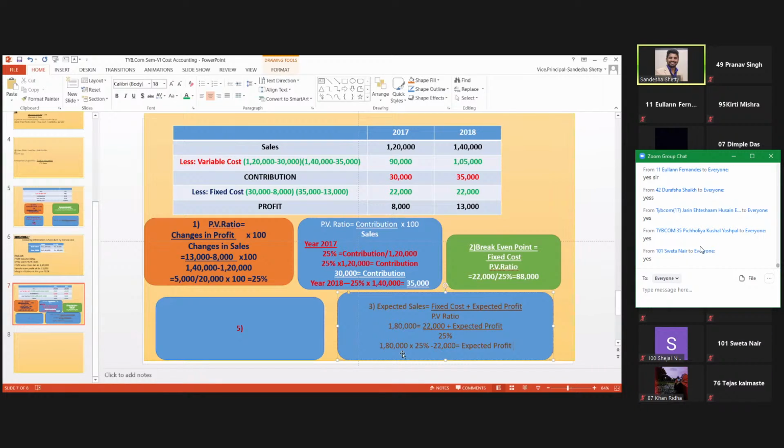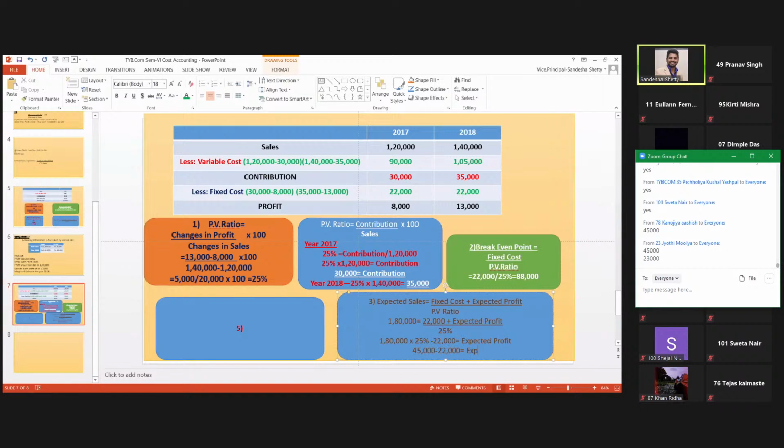What is 25% of 1,80,000, children? 45,000 minus 22,000 is equal to expected profit. What is the expected profit then? 23,000. Correct.